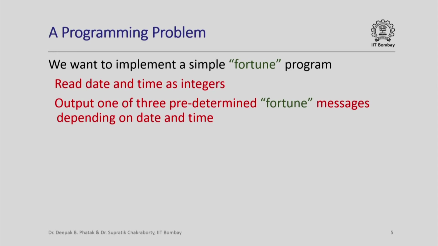Now here is a simple programming problem. Several of you may be aware of the Fortune program that is available in Unix and Linux based systems. Basically every time you run this program, it prints on the screen one of several predetermined anecdotes or messages. Suppose we want to implement a simple version of the Fortune program. So what does the simple version do? It reads the date and time as integers from the user, and then depending on the date and time, it outputs one of only 3 predetermined Fortune messages. So how do we go about solving this problem?